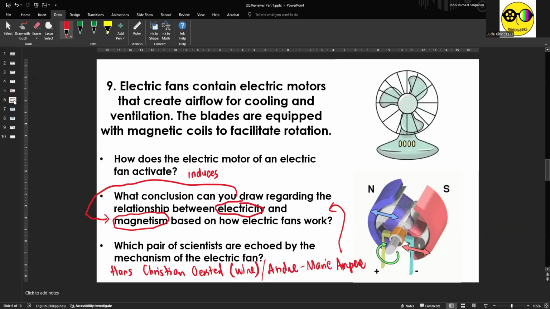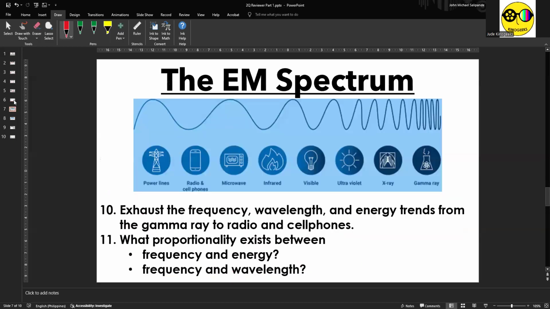But anyway, let's move on. Now that we have established electricity and magnetism and fused them together into electromagnetism, it's time to tackle the electromagnetic spectrum. So number 10, exhaust the frequency, wavelength, and energy trends from the gamma ray to radio and cell phone.